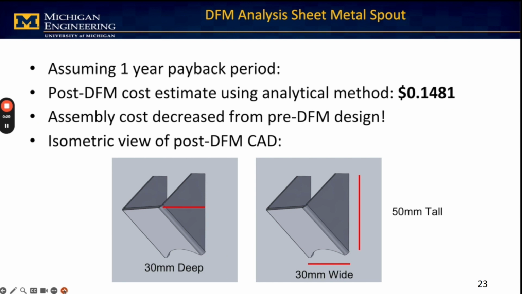We decreased the bend lengths and were able to make a shape that nests much better than the original part. We also added fillets to avoid sharp corners and got rid of the narrow feature on the old spout. You can see the isometric view with important dimensions called out. After the design for manufacturing, the cost estimate of the analytical method was reduced to 0.1482 cents.